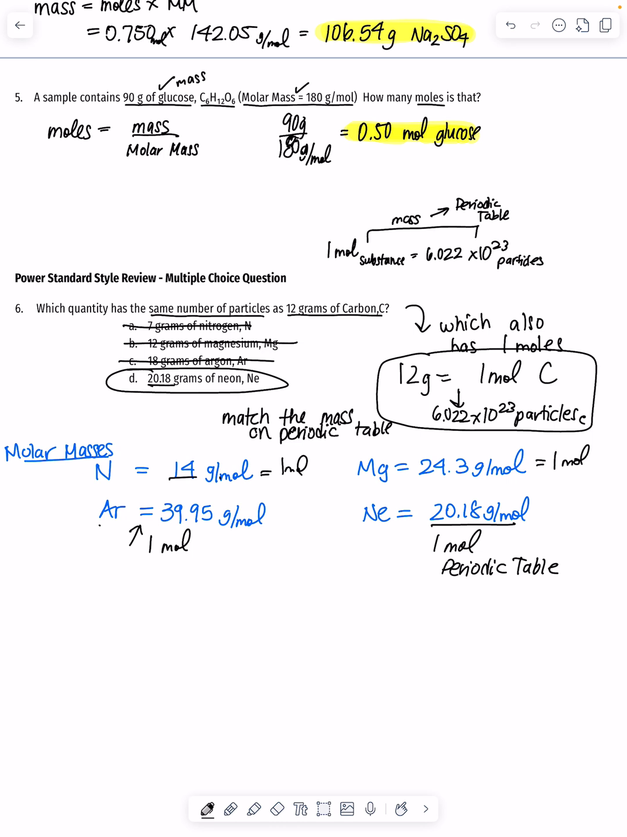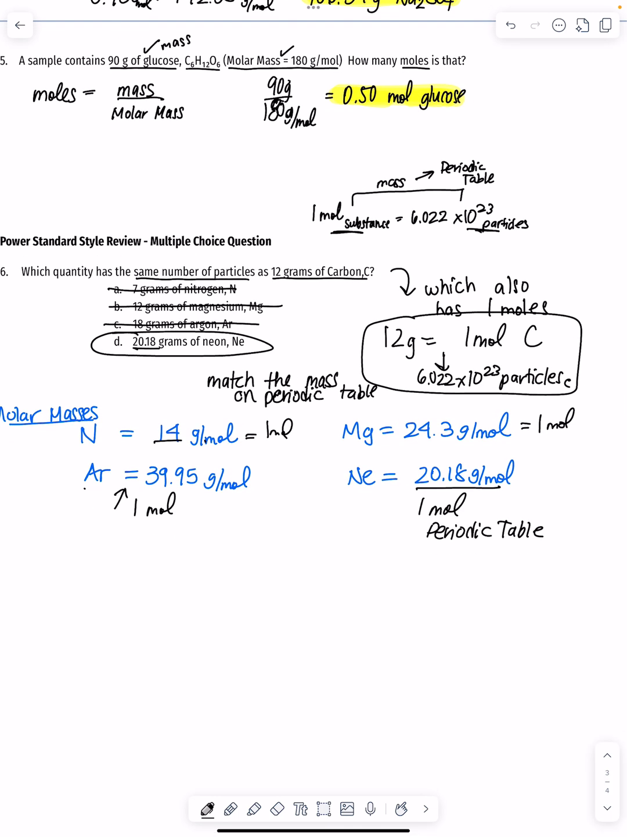So this question is asking which of these quantities has the same number of particles? I had to know that 1 mole of particles is this number, and that mole can be found, if I want to get the mass, that mass was on the periodic table.